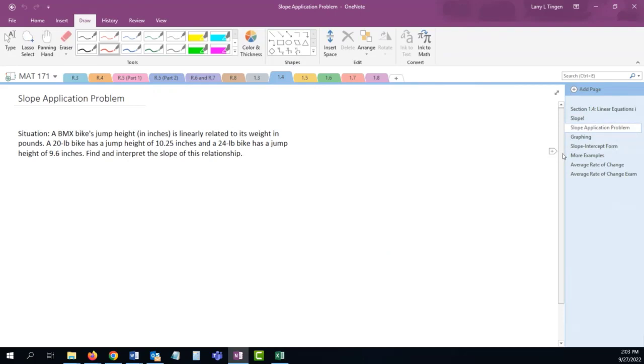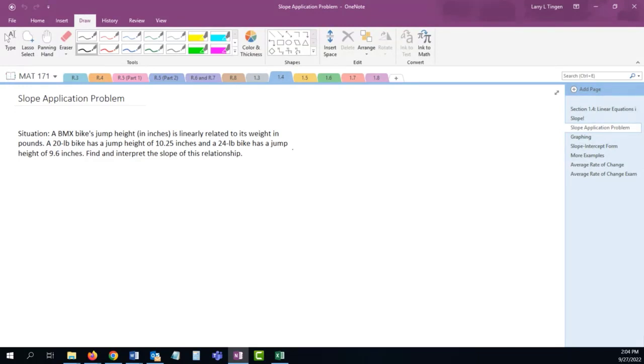All right. No? All right, so let's talk about this application problem for a BMX bike. A BMX bike's jump height in inches is linearly related to its weight in pounds. If a 20-pound bike has a jump height of 10.25 inches and a 24-pound bike has a jump of 9.6 inches, find and interpret the slope of this relationship.